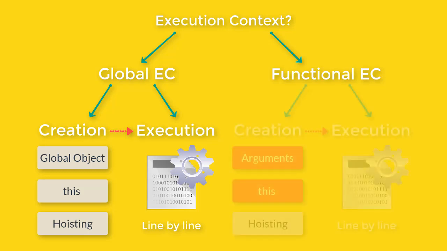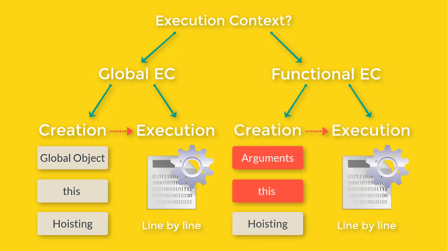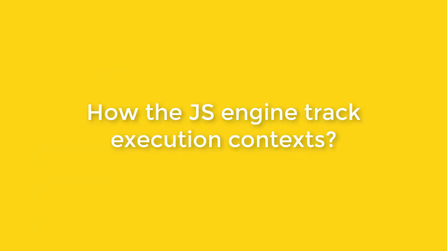Now the same process applies to the functional execution context, with the only difference that during the creation phase, instead of a global object, an arguments object is created, and this object depends on how the function is called. Now, how does the JavaScript engine keep track of execution contexts?